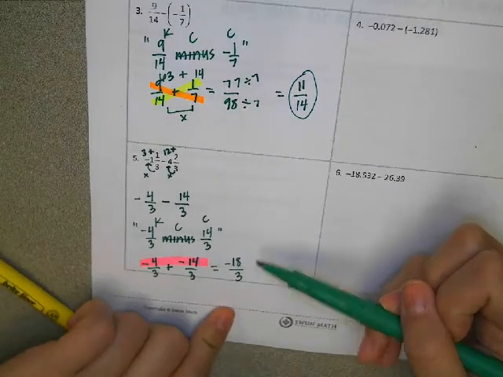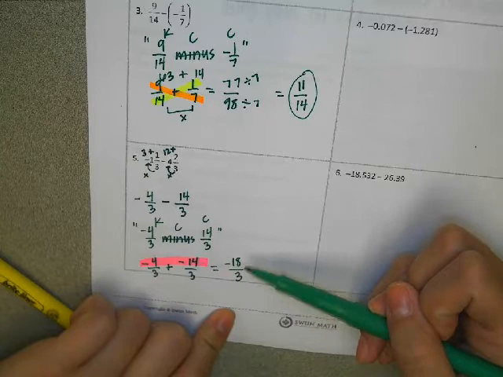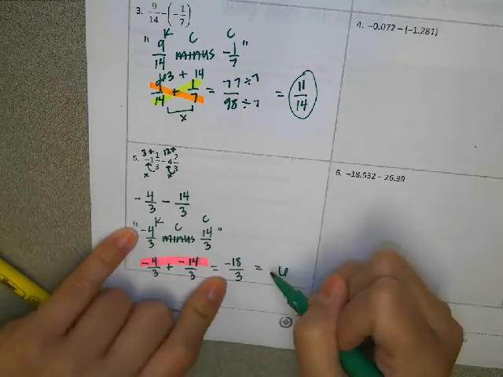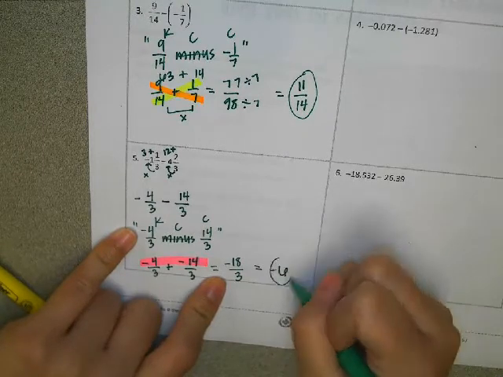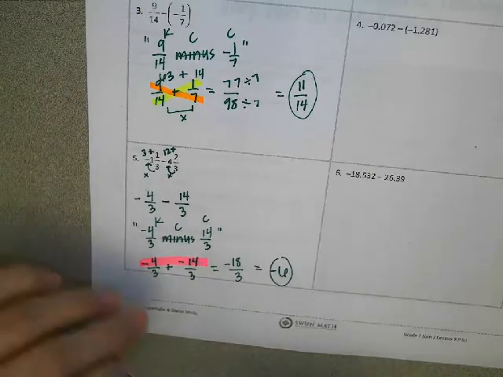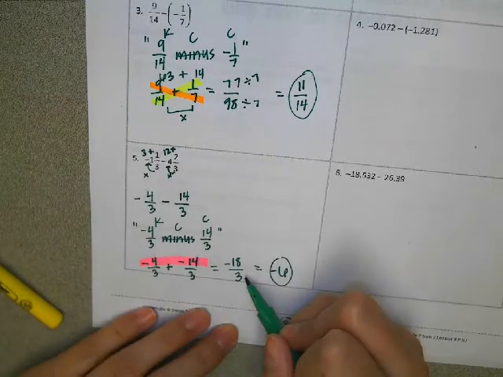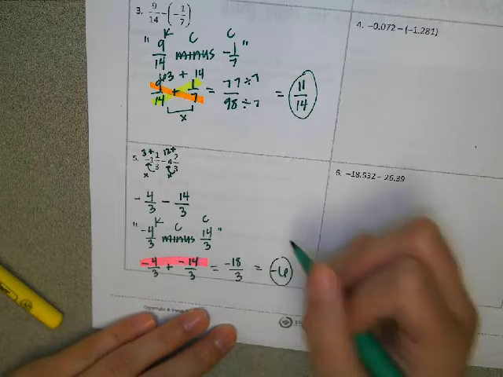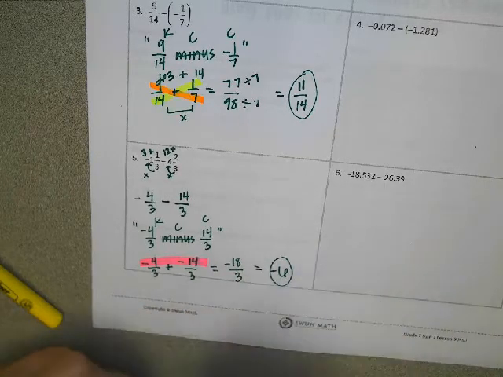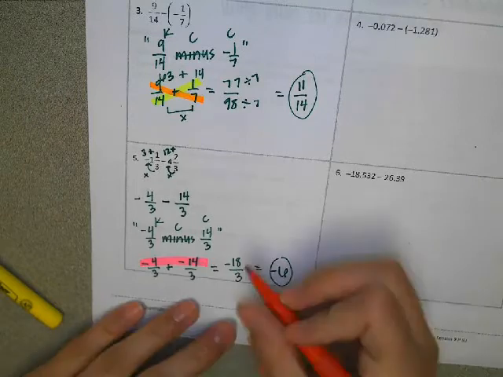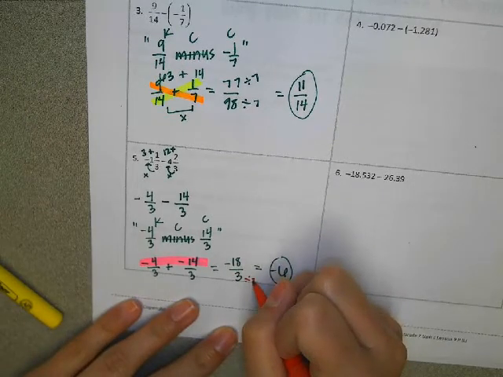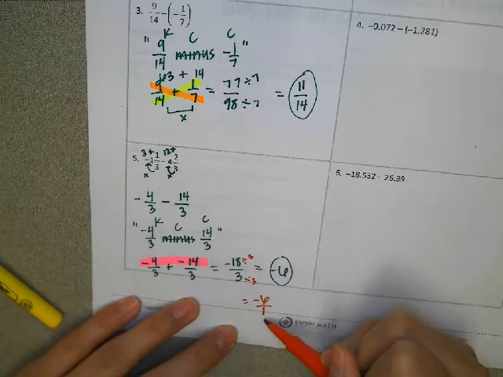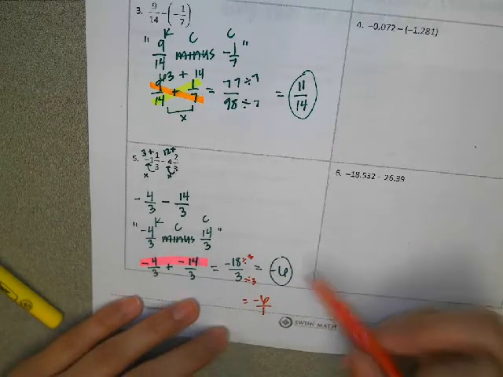Then we can reduce. 3 actually does go into -18. How many times? It goes in 6 times. So this is actually -6. Because you could divide both the denominator and the numerator by 3. When you divide by 3, you get -6/1. Right, so if I divide by 3, I get -6/1. Anything over 1 is just the numerator, so that's where I get the -6.